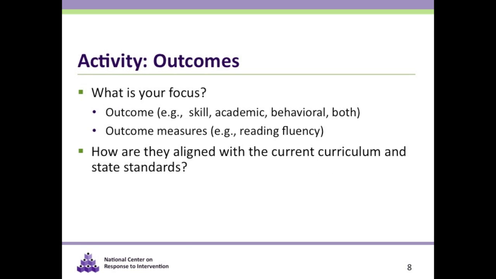Take out the Assessing Your Needs, Priorities, and Logistics handouts. We're going to use that throughout this section. Think about your own school or district, or the school in the case study, and answer the questions in Section 1. What are the outcomes you are focused on? As you can see on the slide, the following questions are asked. What is your focus for outcome, for example, academic, behavioral, or both? And what outcome measures, for example, reading fluency? Think about how they are aligned with the current curriculum and state standards. Pause the webinar to answer the questions and resume once you've completed this section.